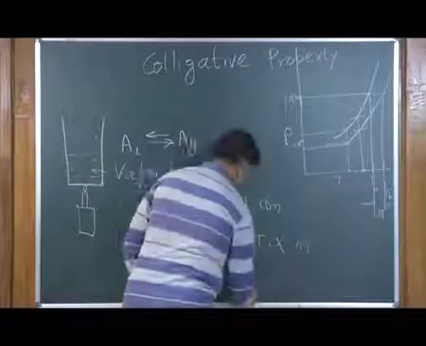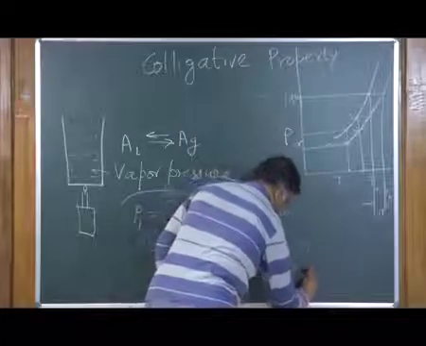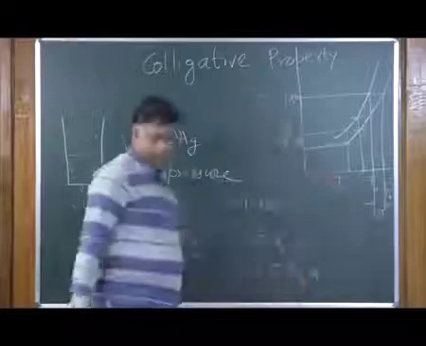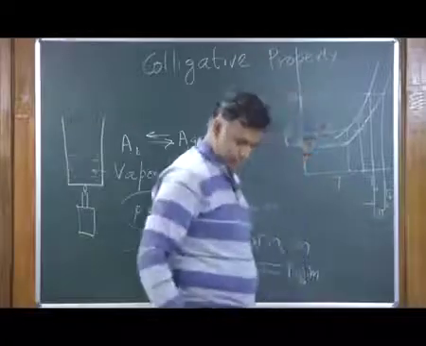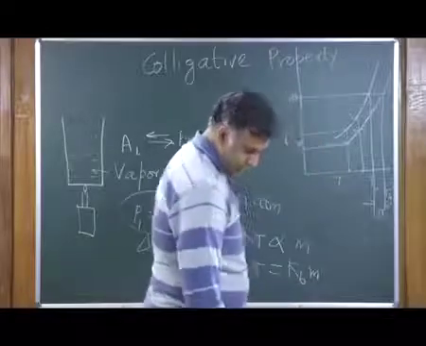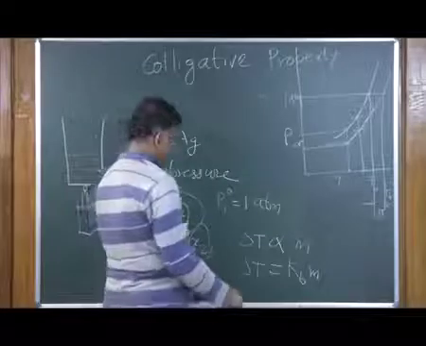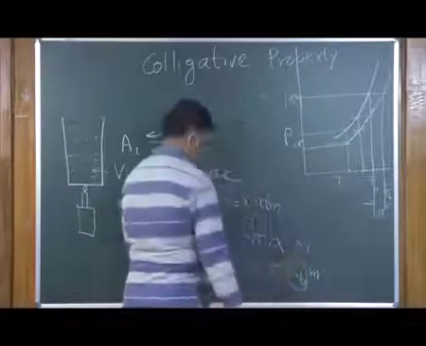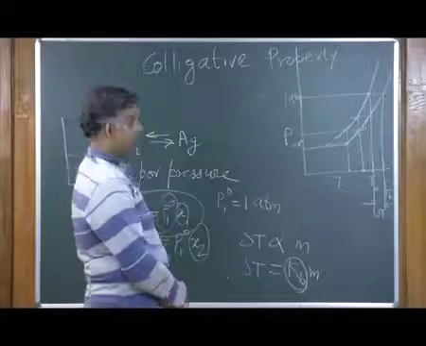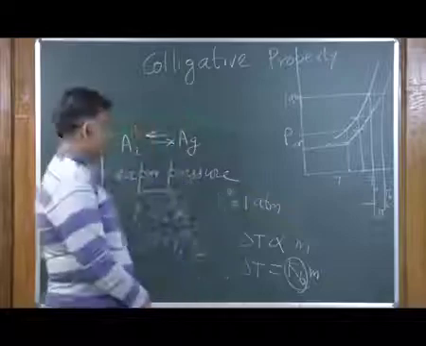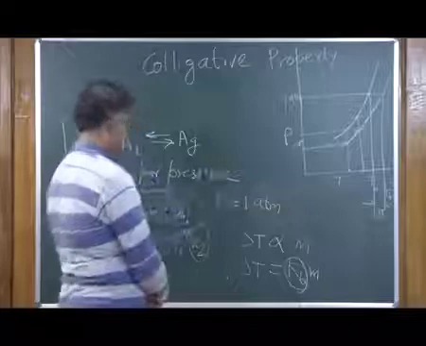This property delta T, as I defined here, is proportional to simply the concentration, and there is a proportionality constant which is called Kb, the molar boiling point elevation constant. This constant depends only on the properties of the solvent, not on the solute, as it is very clear from that figure.